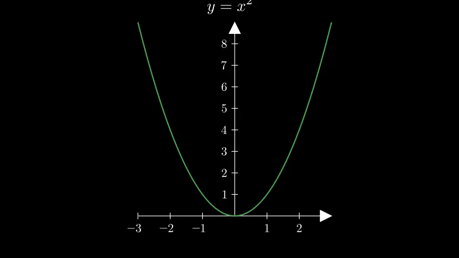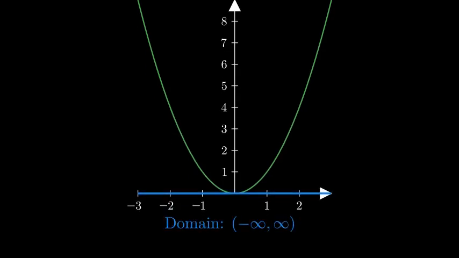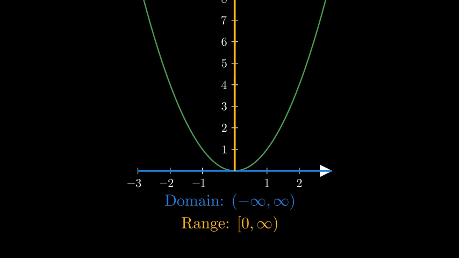What's the domain? Since we can input any real number x into this equation, the domain is all real numbers, or -infinity to +infinity. And what's the range? Since x^2 is always greater than or equal to 0, the range is from 0 to +infinity.